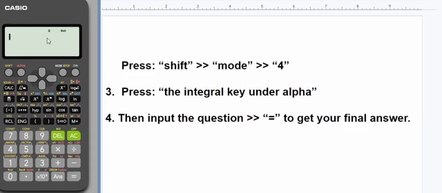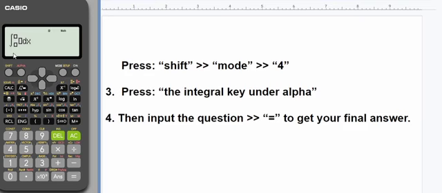Then the next step is what? Press the integral key under alpha. This is the integral key under alpha. This is alpha, and this is the key under alpha. So you have to press it. It's going to bring out the integration sign. Can you see it? So actually, you don't need to solve all this kind of complex question, especially when you are given multiple choice questions. You just take your calculator, input the question, and solve it to get your answer.